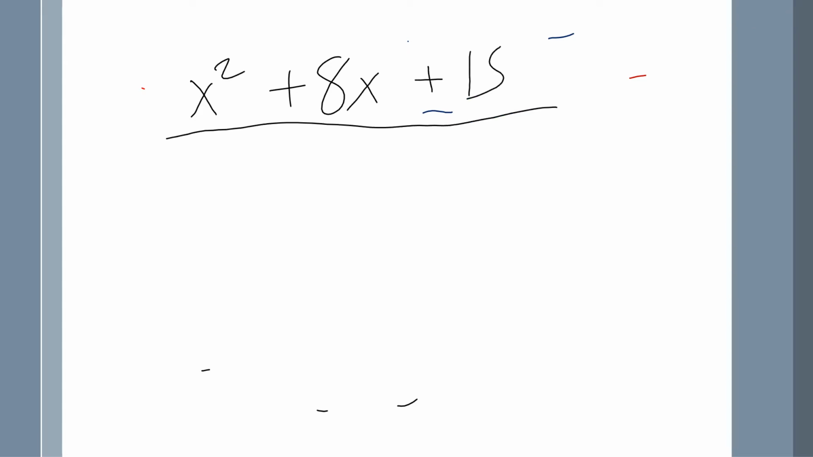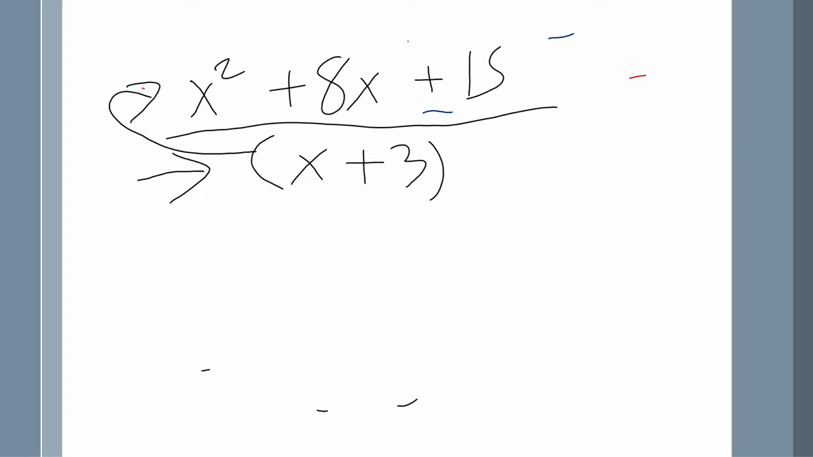What about x squared plus 8x plus 15 over x plus 3? Another way of looking at this kind of problem, let's look at your denominator. Your denominator, x plus 3, tells you something. It tells you that x plus 3 is also going to be a factor here, because you know that x plus 3 will cancel out.